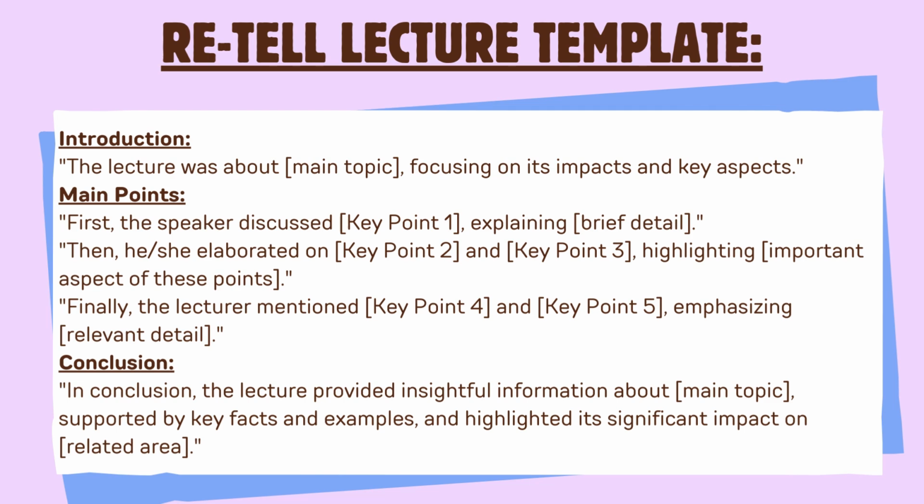First, start with the introduction with, "The lecture was about," then include the main topic, focusing on its impacts and key aspects. Next, cover the main points of the lecture by saying, "First, the speaker discussed key point 1, explaining brief details about the key point. Then she elaborated on key point 2 and key point 3, highlighting important aspects of these points. Finally, the lecturer mentioned key point 4 and key point 5, emphasizing relevant details." Finally, we come on to the conclusion by saying, "In conclusion, the lecture provided insightful information about main topic, supported by key facts and examples, and highlighted its significant impact on related area."